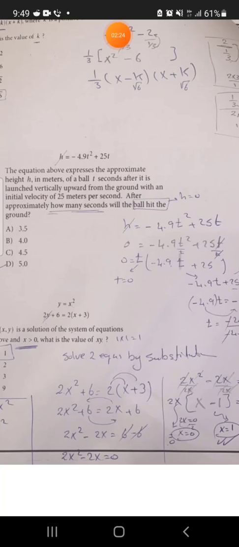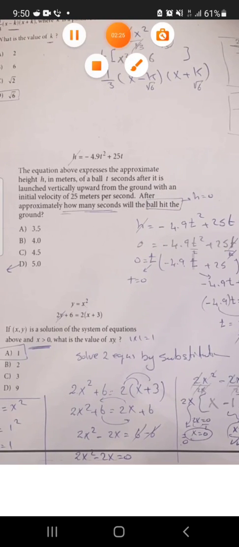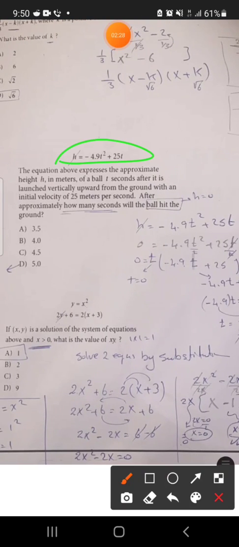Here you have all of this equation. You should know what this equation is. He said that h is a height and t is the seconds. What does he ask for? How many seconds will the ball hit the ground? So he asks about the time when the ball hits the ground. When the ball hits the ground, the height will be what? The height will be 0.